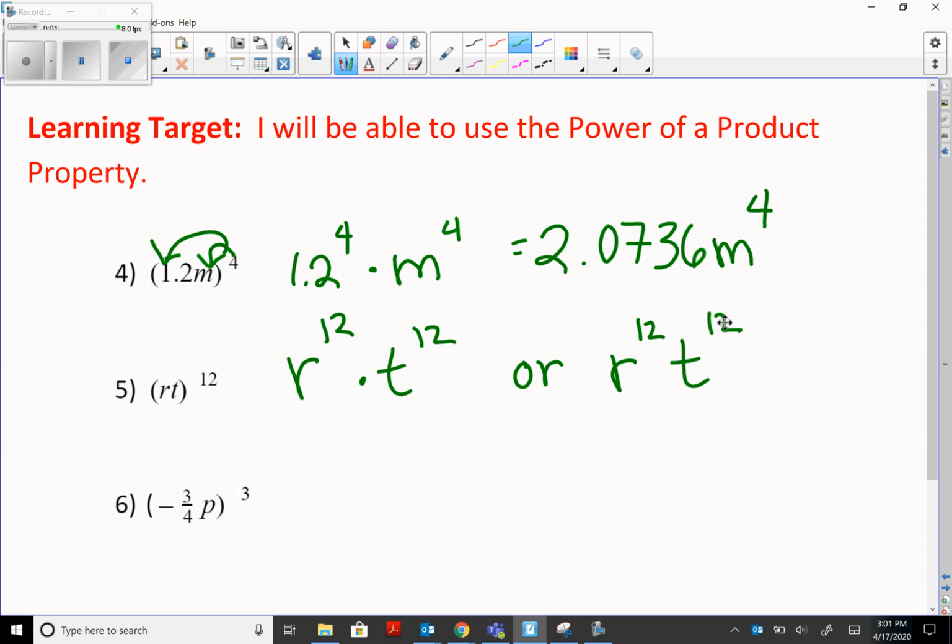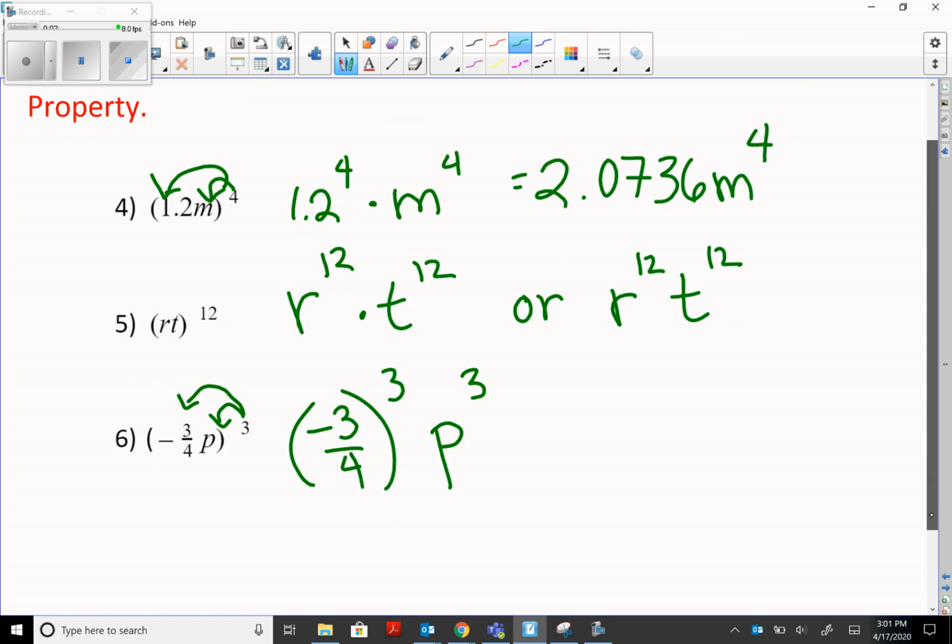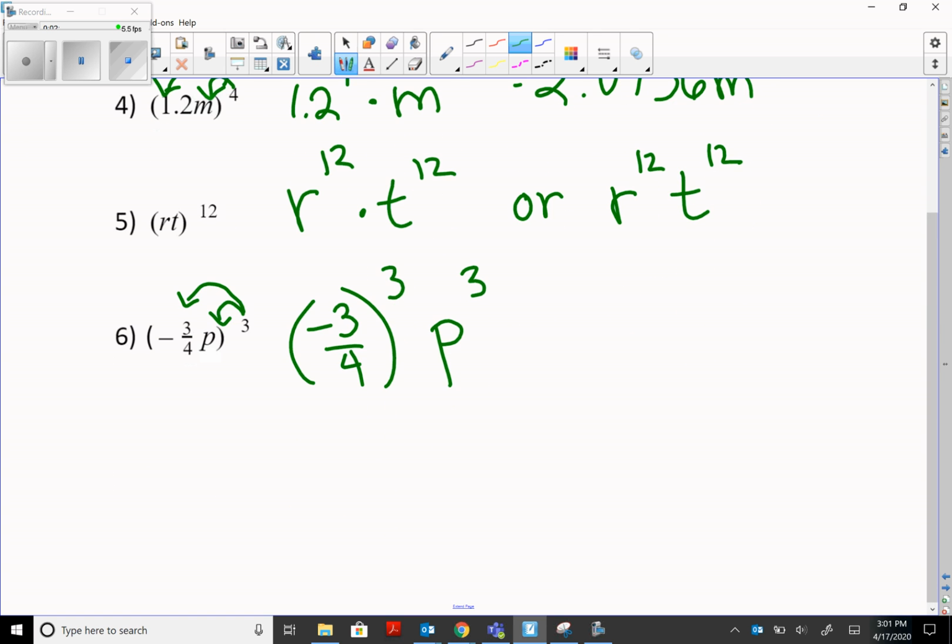On the last one, I have -3/4 p inside parentheses raised to the 3rd power. So everything inside that parentheses is going to get raised to the 3rd power. Let's start with the -3/4. And then we're going to raise the p also to the 3rd power. And if you can simplify it, go ahead.